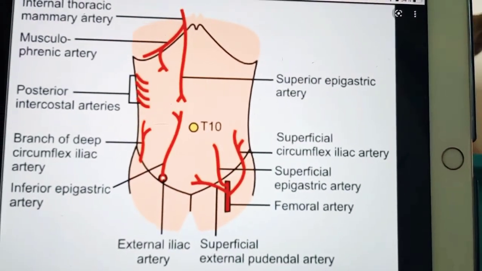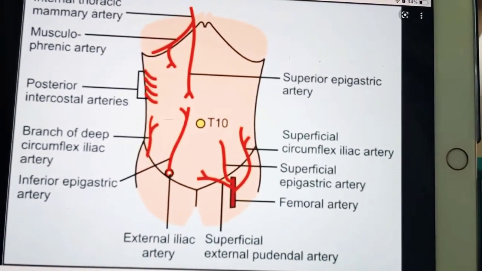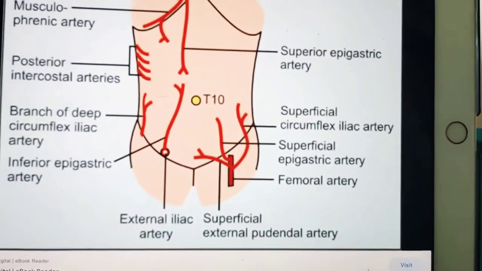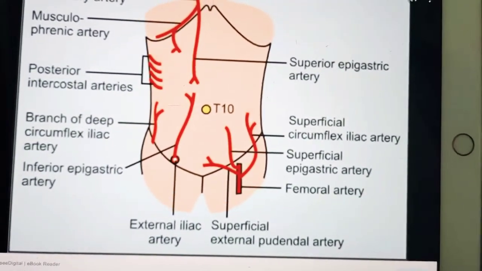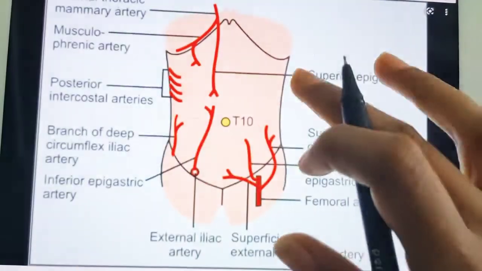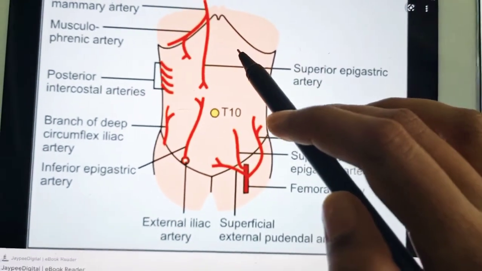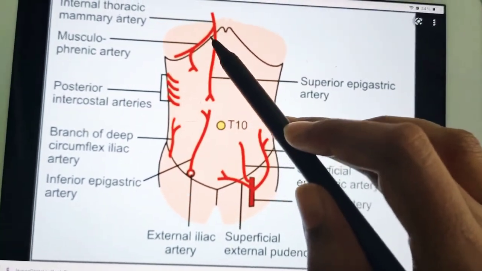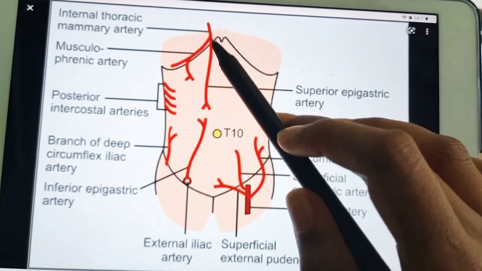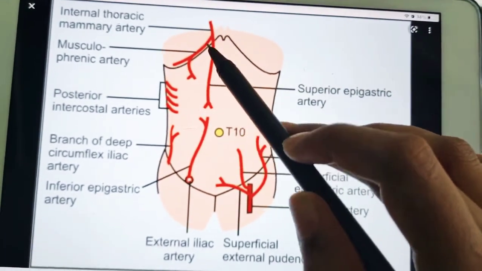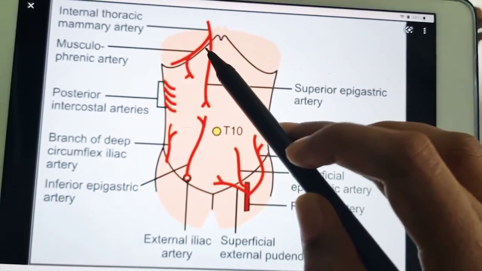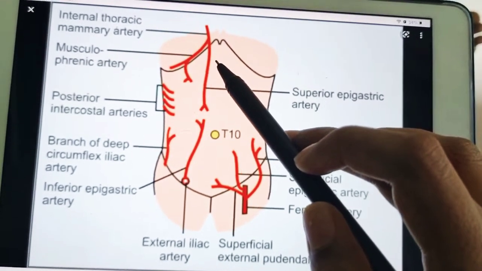Now let us discuss the deep arteries of the anterior abdominal wall. The anterior abdominal wall is mainly supplied by large arteries from above, like you can see the superior epigastric artery and also the musculophrenic artery, which in turn come from the internal thoracic (mammary) artery. These are the two arteries which supply the upper part of the anterior abdominal wall.